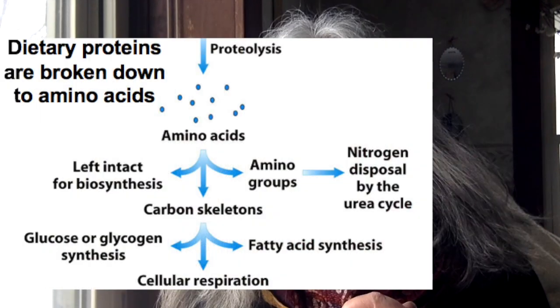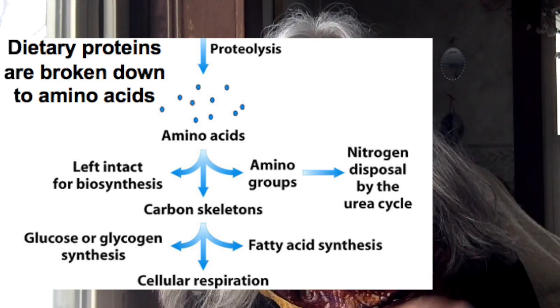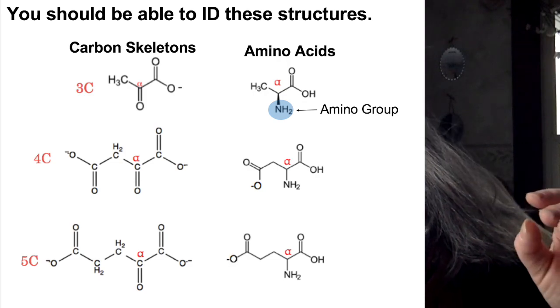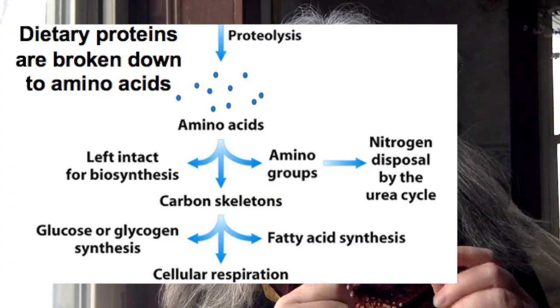What can we do with amino acids? Well, we can use them to make other proteins, right? We can also use them to make other metabolites that we need. But another thing we can do is break those down, take the amino group off, and then we have a carbon skeleton, right? And so we can use that carbon skeleton in anabolic reactions and for energy.